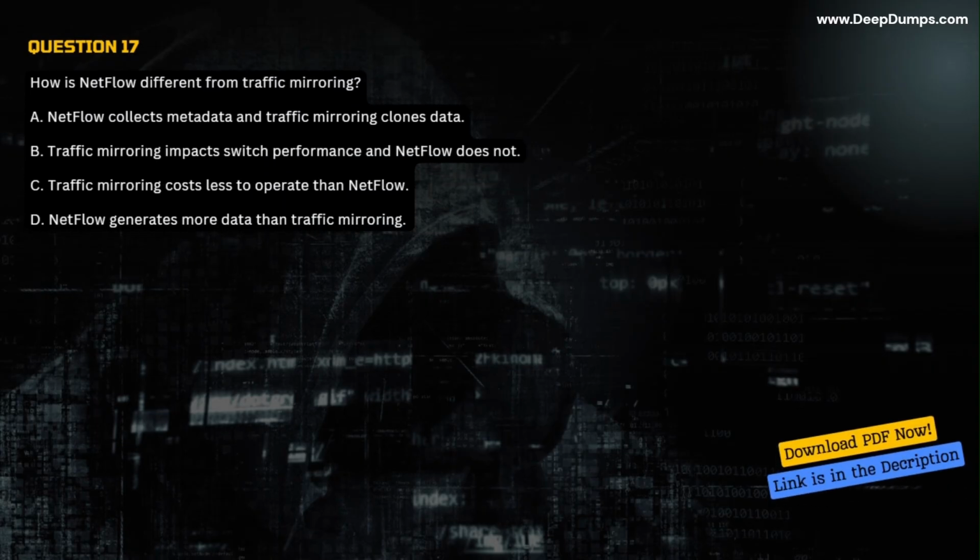Question 17. How is NetFlow different from traffic mirroring? A. NetFlow collects metadata and traffic mirroring clones data. B. Traffic mirroring impacts switch performance, and NetFlow does not. C. Traffic mirroring costs less to operate than NetFlow. D. NetFlow generates more data than traffic mirroring. Correct answer A. NetFlow collects metadata and traffic mirroring clones data.